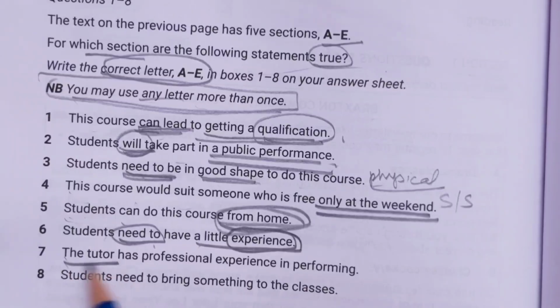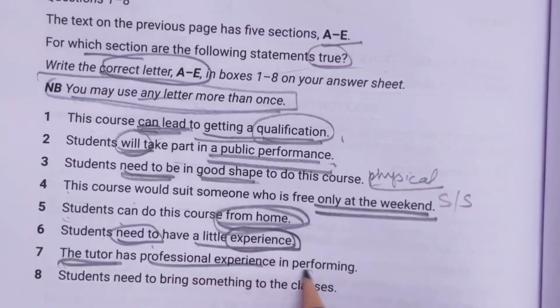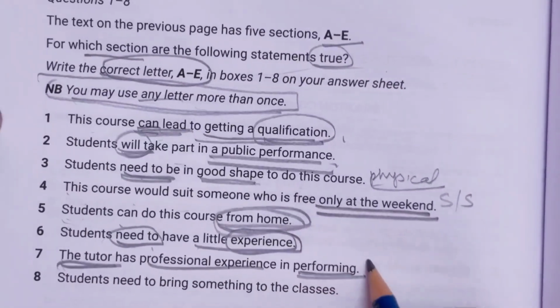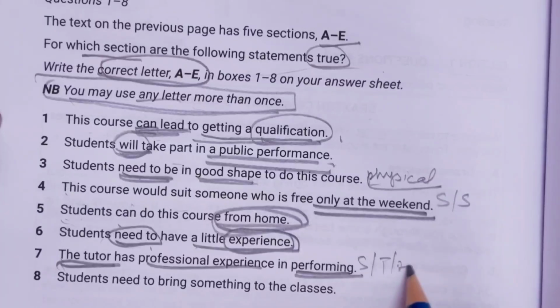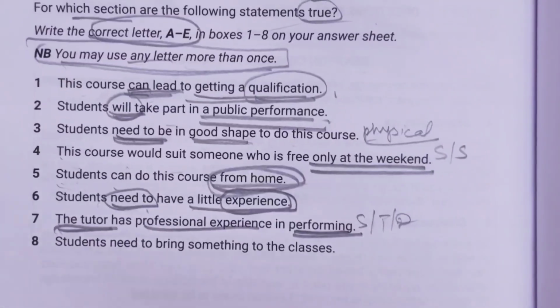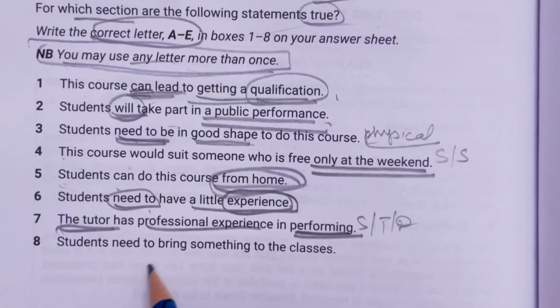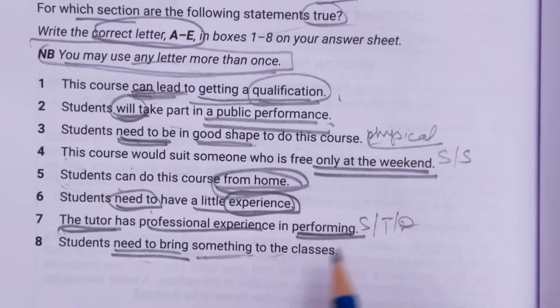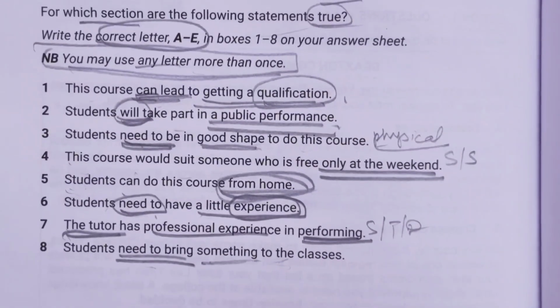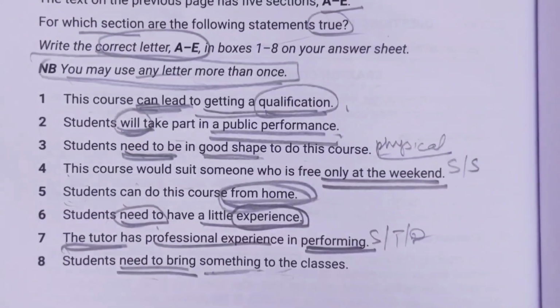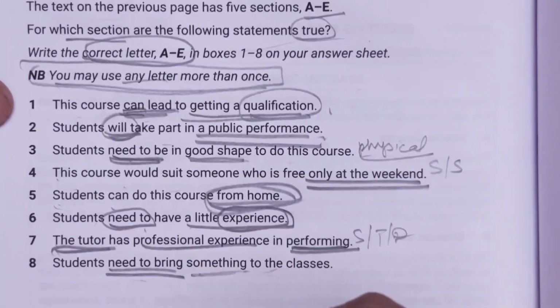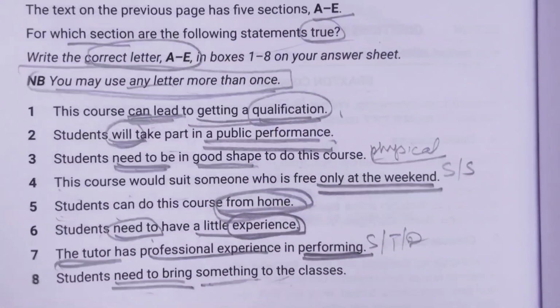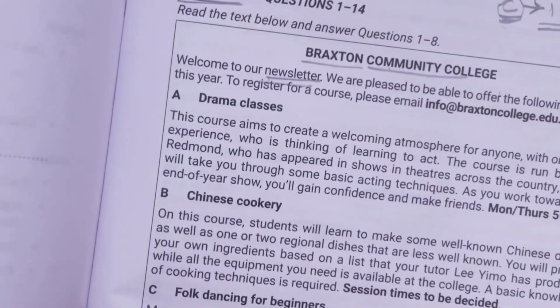Next, the tutor has professional experience in performing. So something to do with either singing or theatrical or maybe dance. Number 8, students need to bring something to the classes. Need to bring something to the classes. That means in the form of some kind of equipment or some material. Let's do it para by para now. Since after having read all the questions, now we'll start reading all the paragraphs line by line.